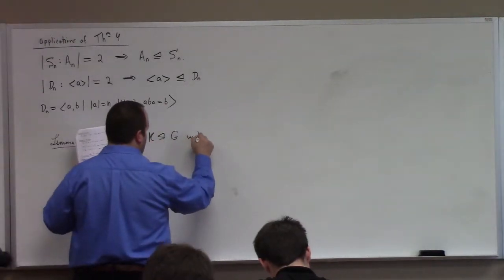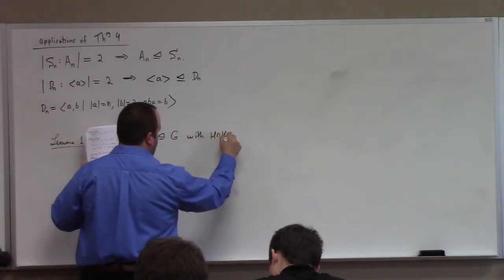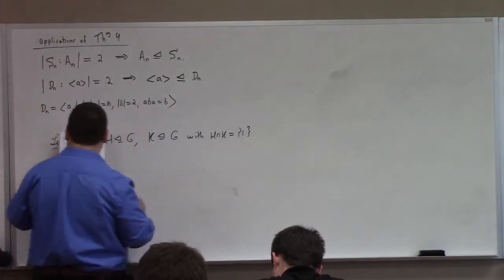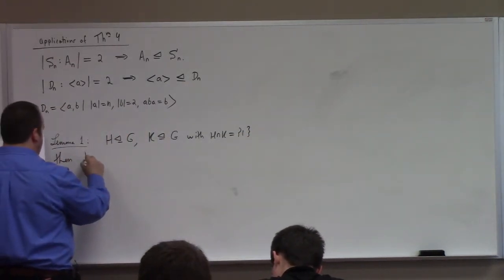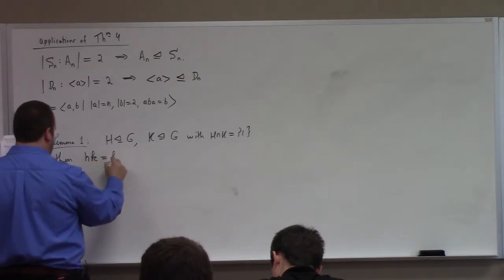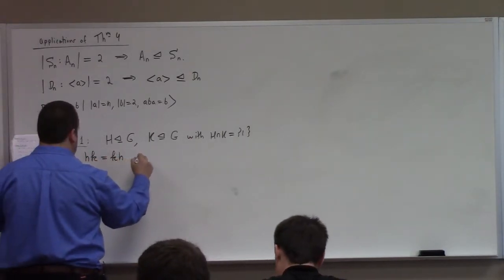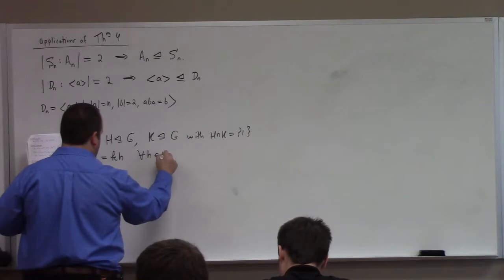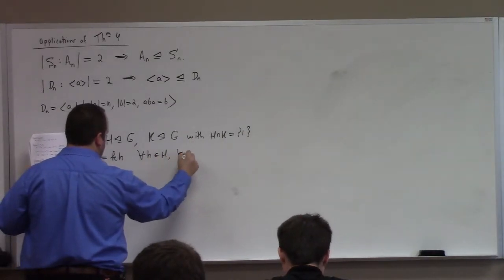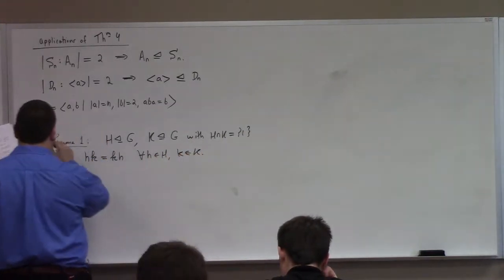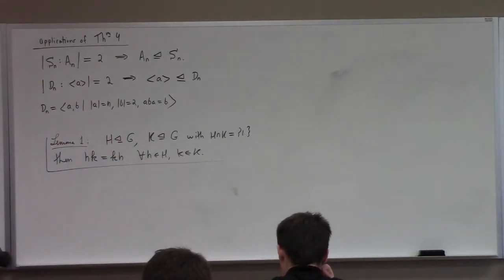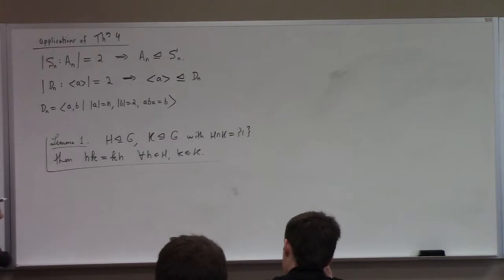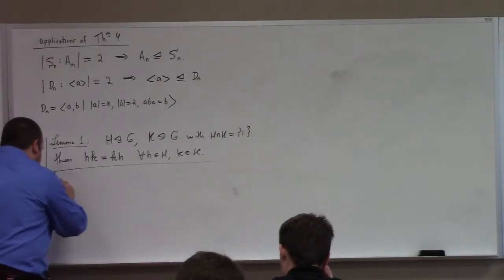with the intersection of H and K just being 1, then we get what you guys want. We get that hk is equal to kh for all h in H and k in K. The proof of this is a very neat, slick, really fun proof. So here's the proof.